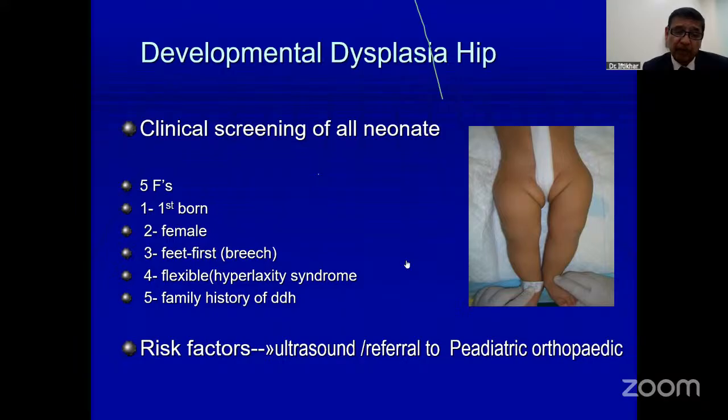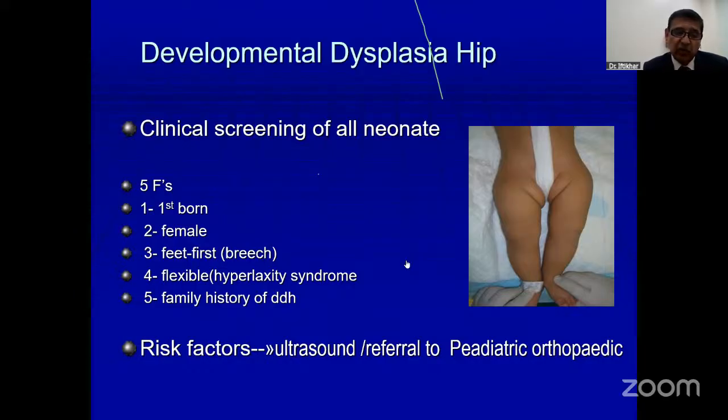Hyperlaxity syndrome: you need to make sure that the hips are not hyperlax. Feet first, that means breech. Of course, with all breech babies, you have to rule this out as one of the risk factors. And female and firstborn. And sometimes it is more common on the left side, of course, in females. So these are the 5 Fs.